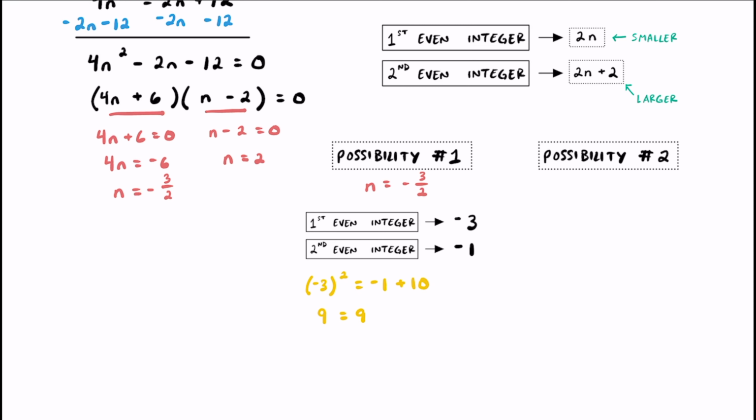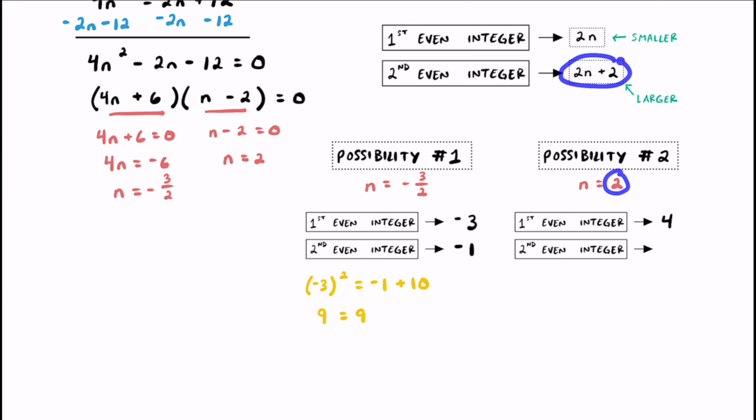What about possibility number 2, where n was equal to 2? So let's check that out and see how that works out for us. For our first even integer, if we take this 2 and substitute it into this 2n, 2 times 2 is going to be 4, so that would be the first even integer, and that's actually even, so that's good. And then if we take this 2 and substitute it in here, 2 times 2 is 4, plus 2 is going to be 6, so the second even integer would be 6, and that is indeed another even integer. If we want to check this, we can see if we square the smaller one, take that 4 and we square it, it should be equal to 10 more than the bigger one. So if we take that 6 and we add 10, 4 squared is 16, so 16 does equal 16.